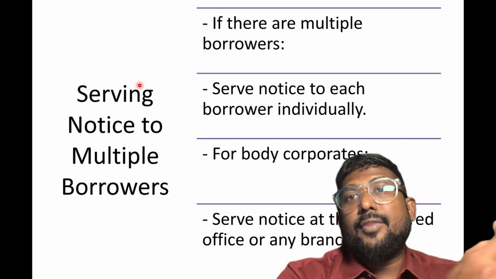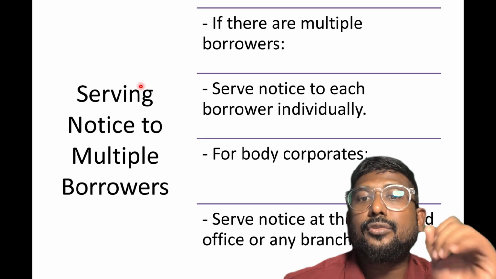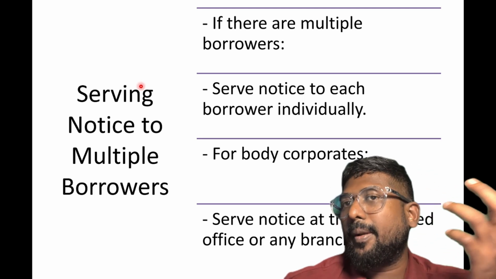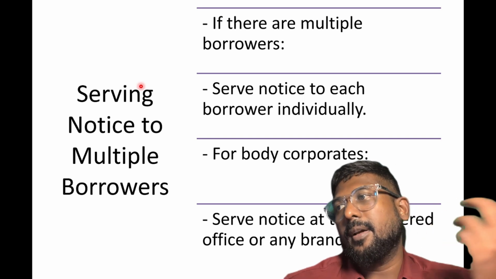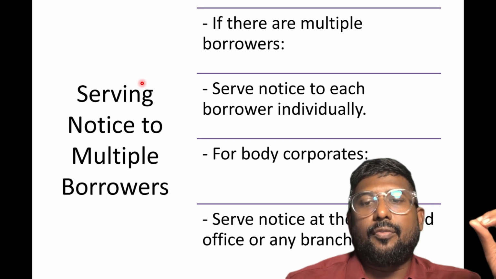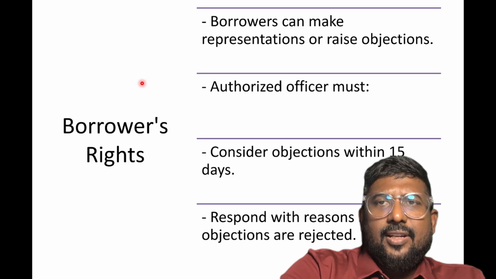In case there are multiple borrowers, it is essential to serve the notice on each borrower individually. And if it is a body corporate like a company, partnership firm or LLP, then this notice can be served at the registered office or any branch. Like I said initially, 60 days.